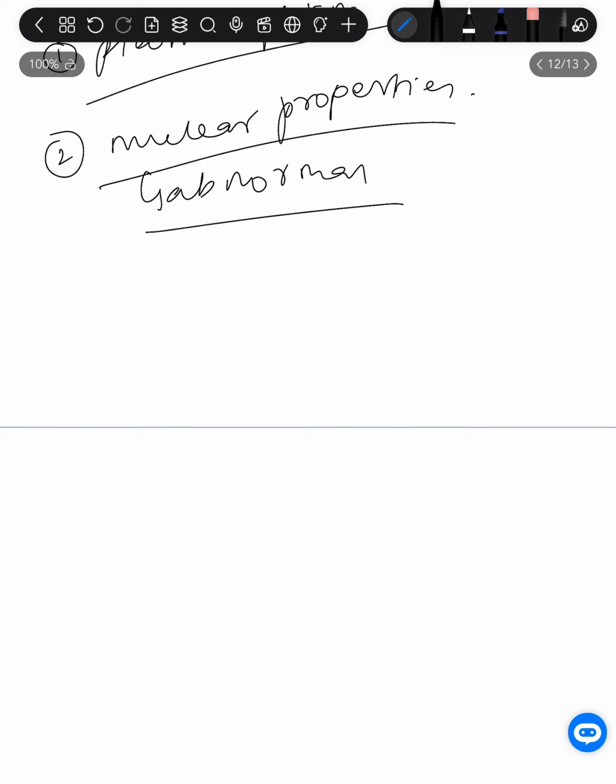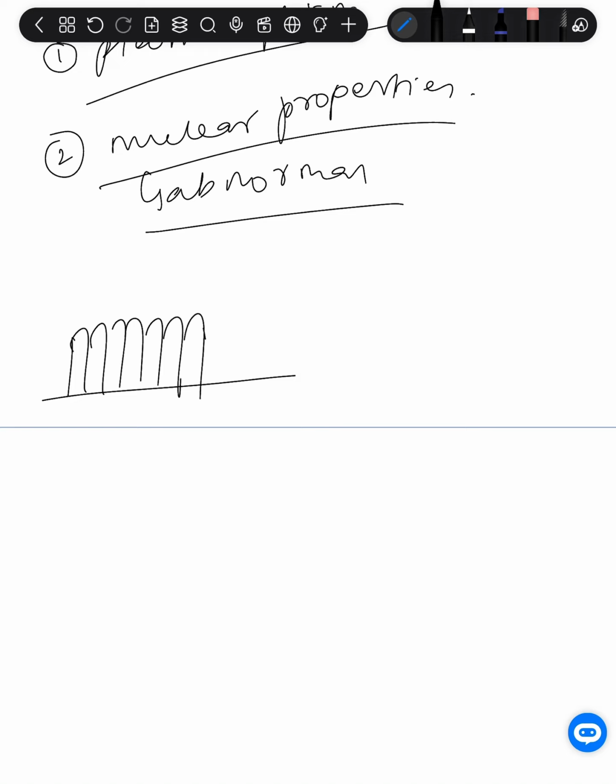What does abnormal mean here? I'll tell you, there are some qualities which change. Let's say I'm drawing normal cuboidal cells. They have something called basal polarity. What is basal polarity? All the nuclei lie at the base only. This is what is called basal polarity.